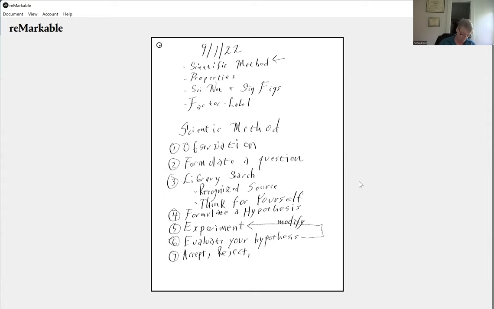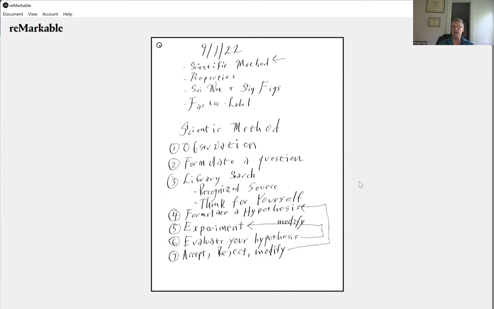You accept, you reject, or you modify your hypothesis. It can be modified. I will like chocolate-covered bacon. Well, kind of yes, kind of no. Oh, here it is in dark chocolate. Oh, I love it in dark chocolate. Now I have a modified hypothesis: I love chocolate-covered bacon in dark chocolate. And you test that with a couple of different brands, different levels of chocolate, cacao content. So you keep experimenting now with your modified experiment.